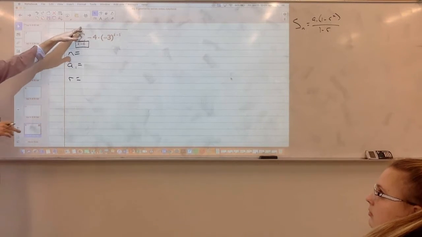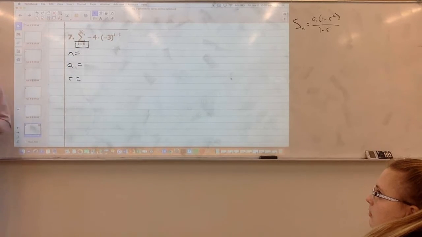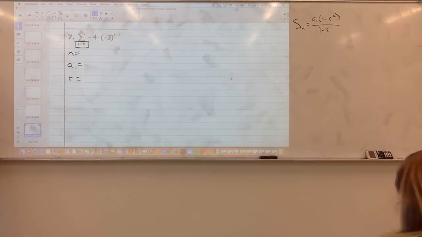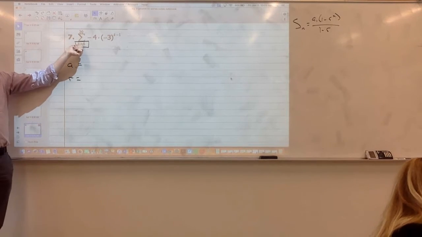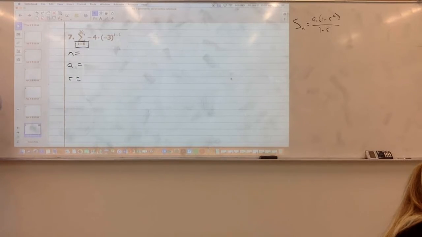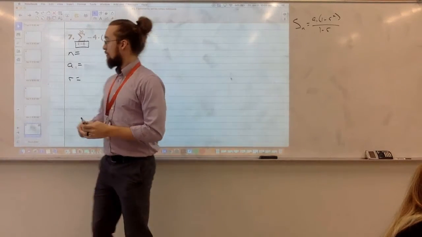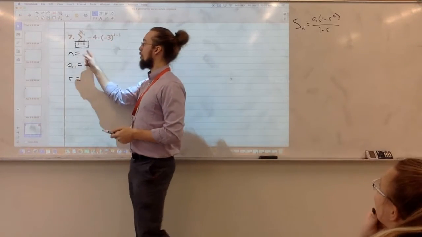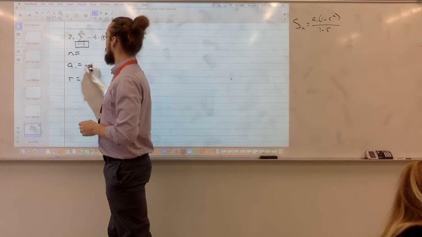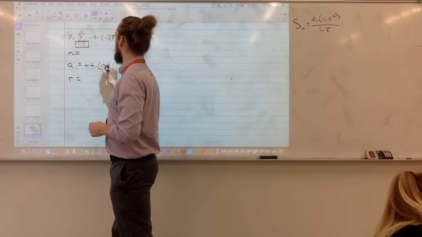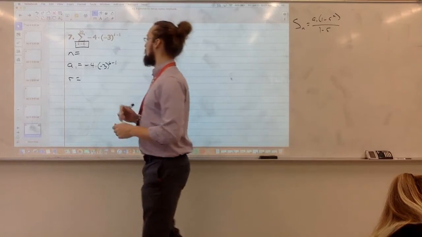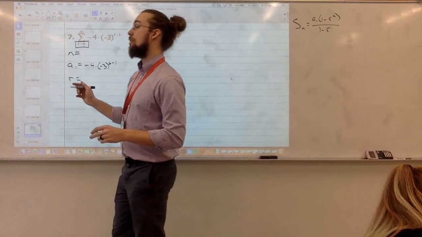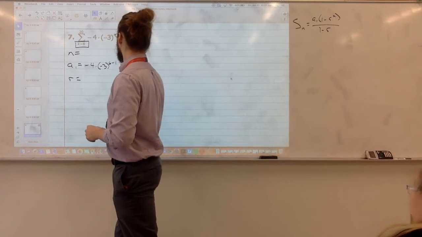What that means is that 20 is not the number of terms. Everything we've looked at so far, this number down here was 1. The first term we're going to get by plugging in 6. So we would say negative 4 times negative 3 to the 6 minus 1 power, which is 972.